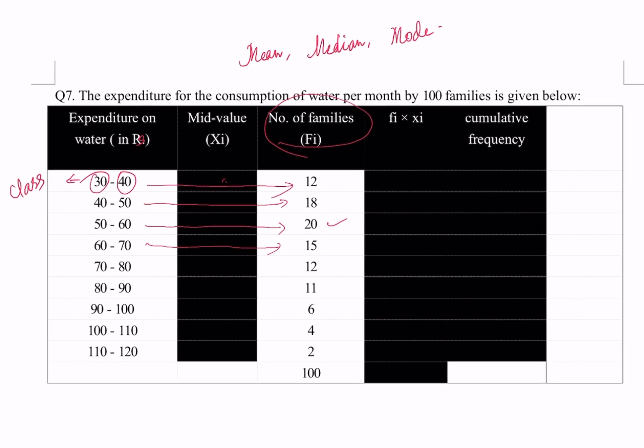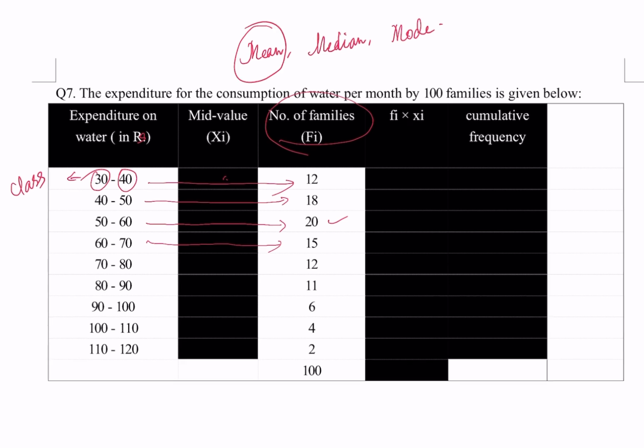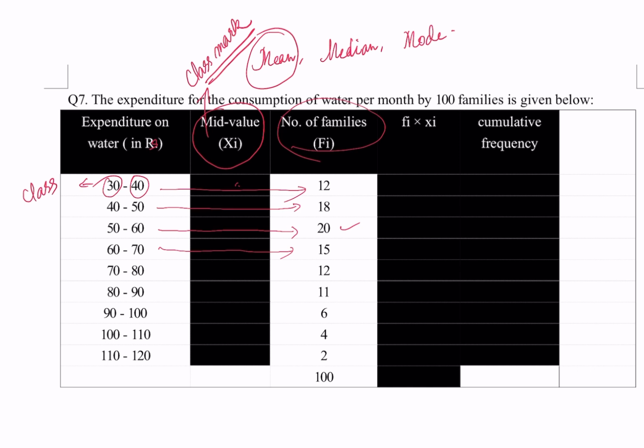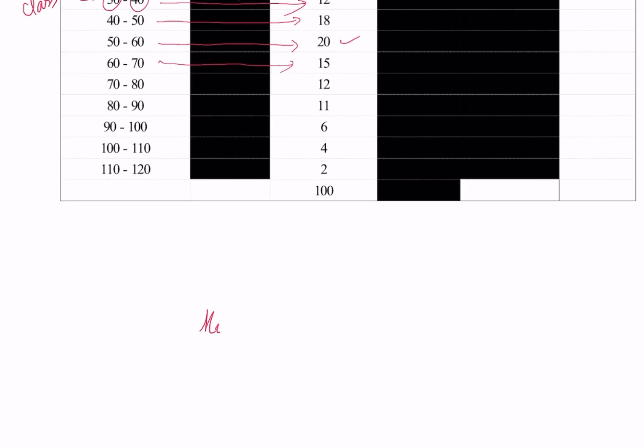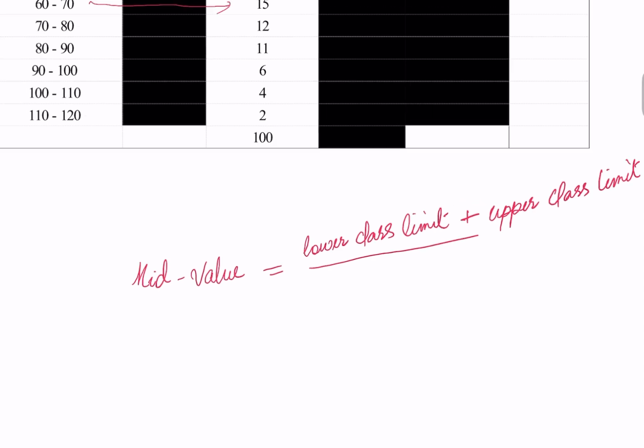Now let us see, from this table we need to make two more columns. That is, we have to put mid values. These mid values are also known as class marks. Now how to get the mid value of a class? You have to remember this: mid value equals lower class limit plus upper class limit, divided by 2.